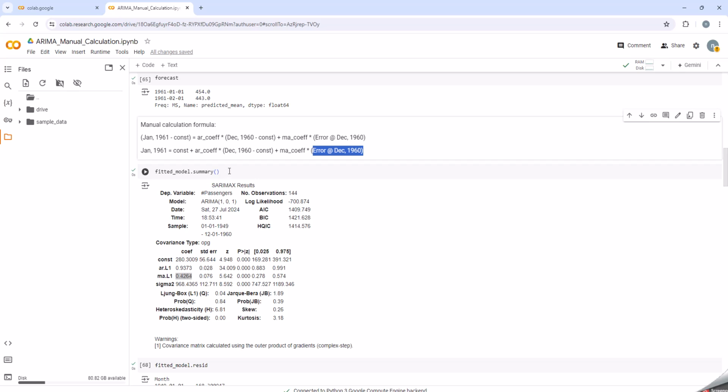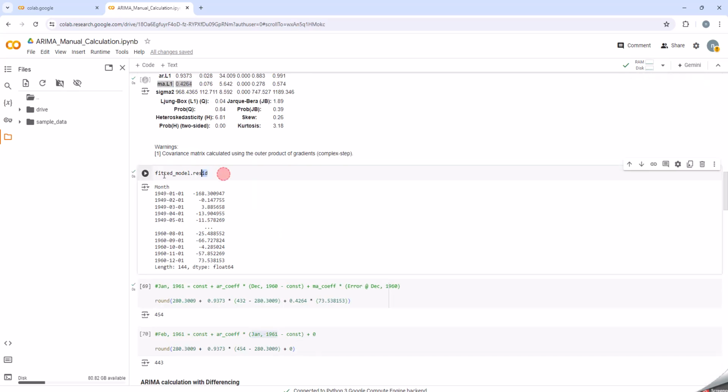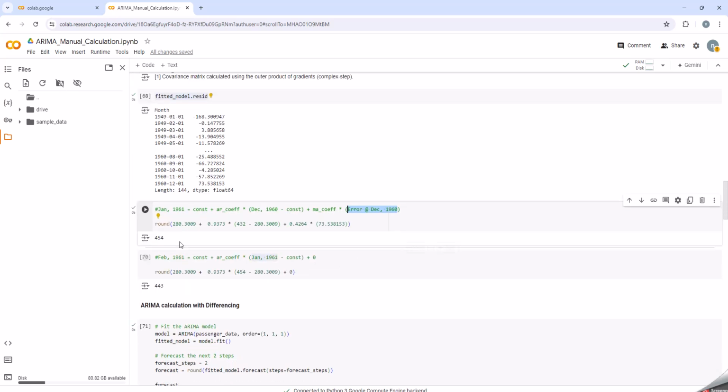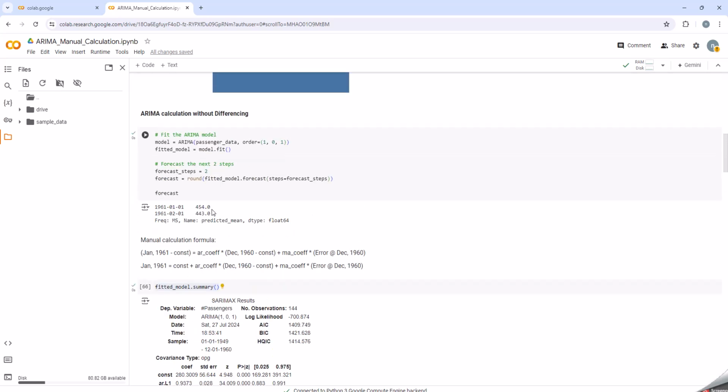By printing the model summary, we can get the value of the constant term, autoregression coefficient, and moving average coefficient. By printing the model residual values, we can get the error made during the past predictions. By substituting the constant term, the autoregression coefficient, value at December 1960, the moving average coefficient, and error value made during the prediction of December 1960, we get the value of January 1961. We can observe that the manual calculation result is the same as that of the ARIMA forecasted result.